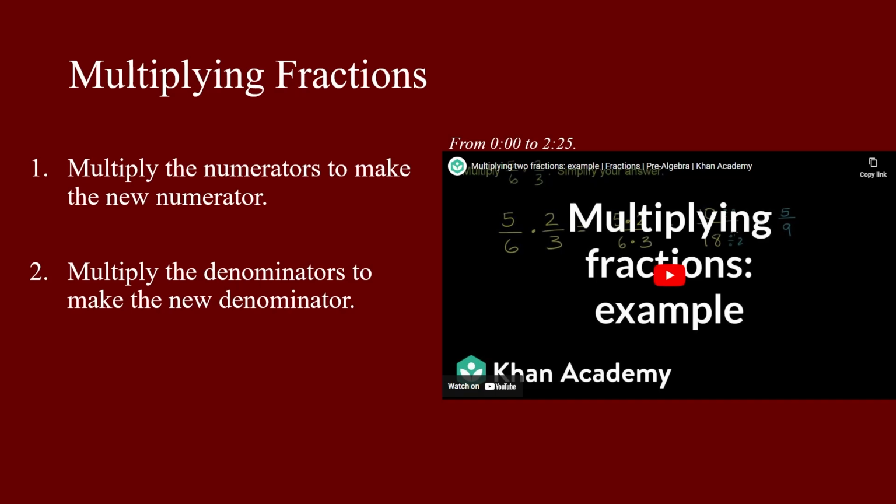So the general idea, whenever you are multiplying fractions, is that you want to multiply the numerator by the numerator, so the numerator is the number on top, and the denominator by the denominator, so that's the number on bottom. So we're going to switch over to a little screen over here. Okay, and I'm going to show you guys what I mean by that.